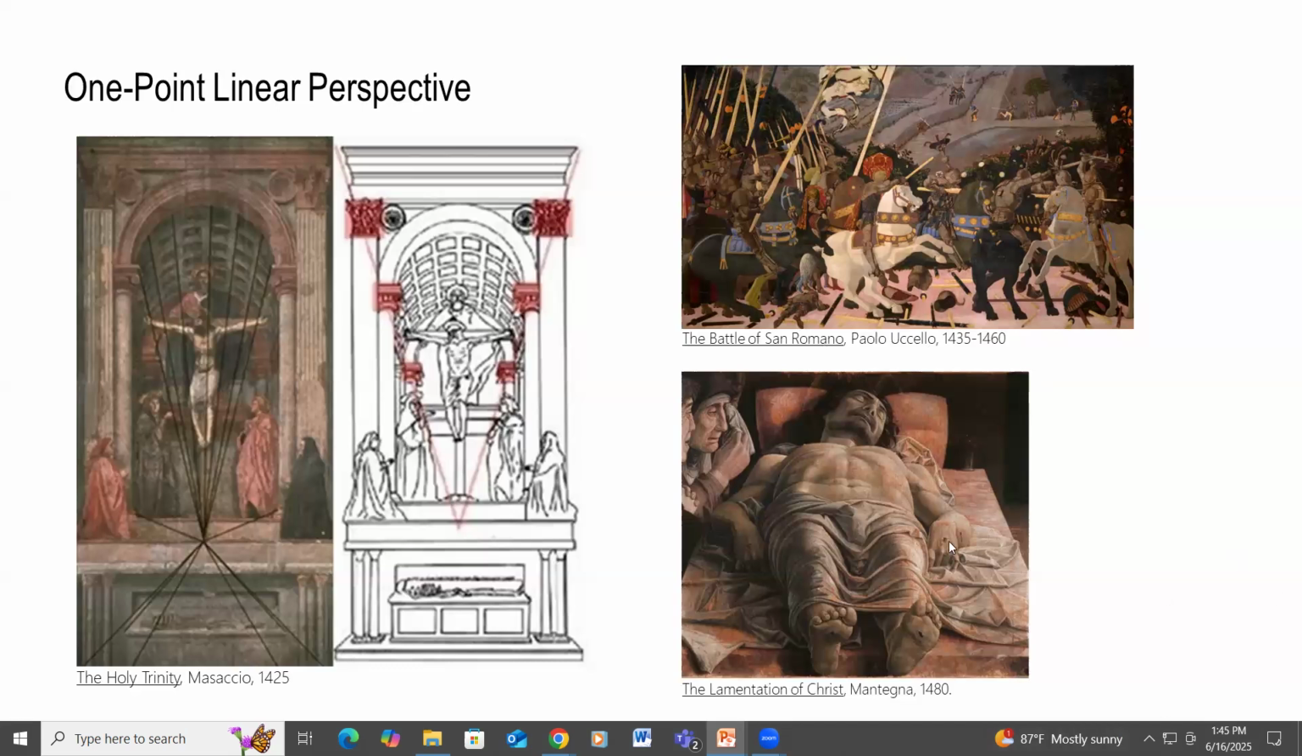Or here we have Mantegna having to use a perspective system to help himself figure out how do we see a person lying flat, like if we're down at the feet. We have to figure out the perspective box that that whole body goes into.